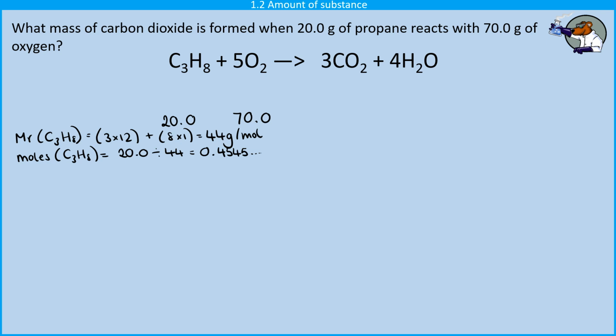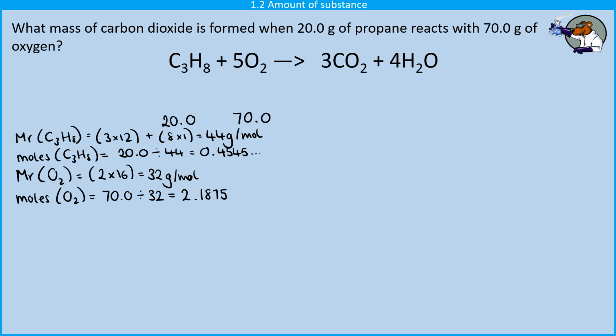And then I'm going to do the same thing for oxygen. So the relative formula mass of the full oxygen molecule is going to be 32, and therefore I can work out the moles of oxygen I've got. So I've now got moles of both reactants, and this is the time when I'm going to have to look at them and figure out which one is the limiting reactant.